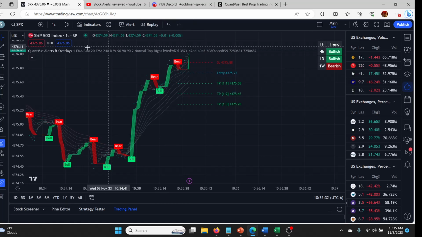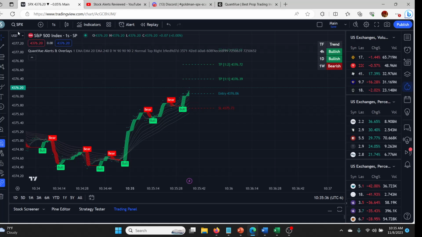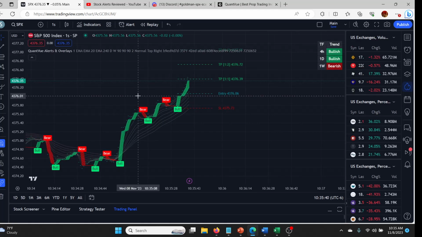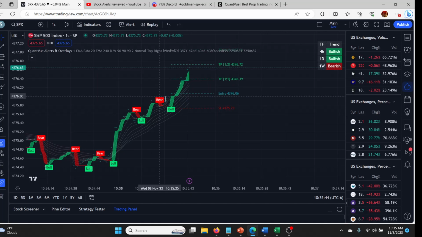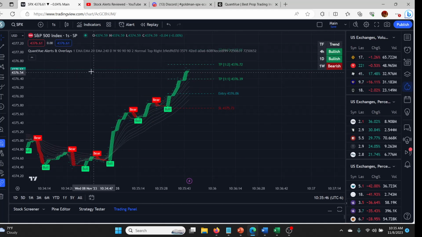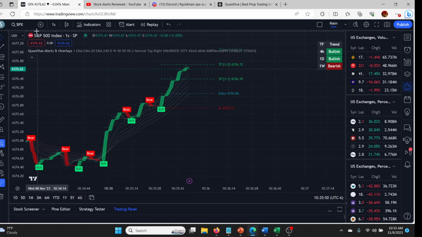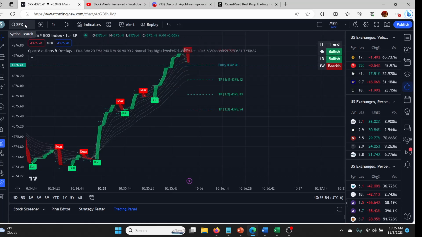And I'm trying to assess whether this indicator will be useful enough that I could use it on SPX to do some quick scalping. Now, because these guys are mainly futures focused, let's have a look at some futures and see how the indicator is performing today on the futures.